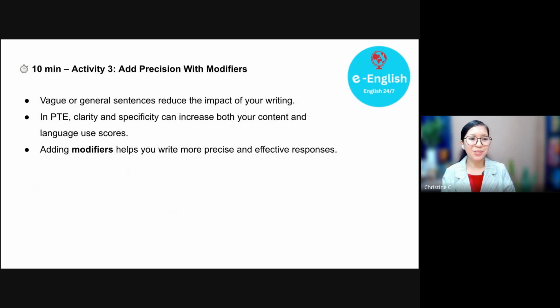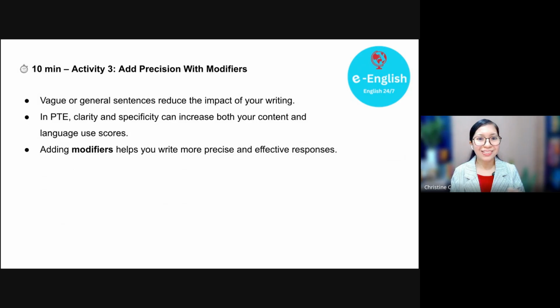Okay, let's move on to precision. Precision with modifiers. When you're practicing your writing, at first or in the beginning, it's easy to write vague sentences or general sentences or basic sentences. But be mindful of this because it can reduce the impact of your writing. In the PTE writing tasks, clarity and specificity can increase both your content and language use scores. So let's have a little practice today on how to improve your clarity and precision.